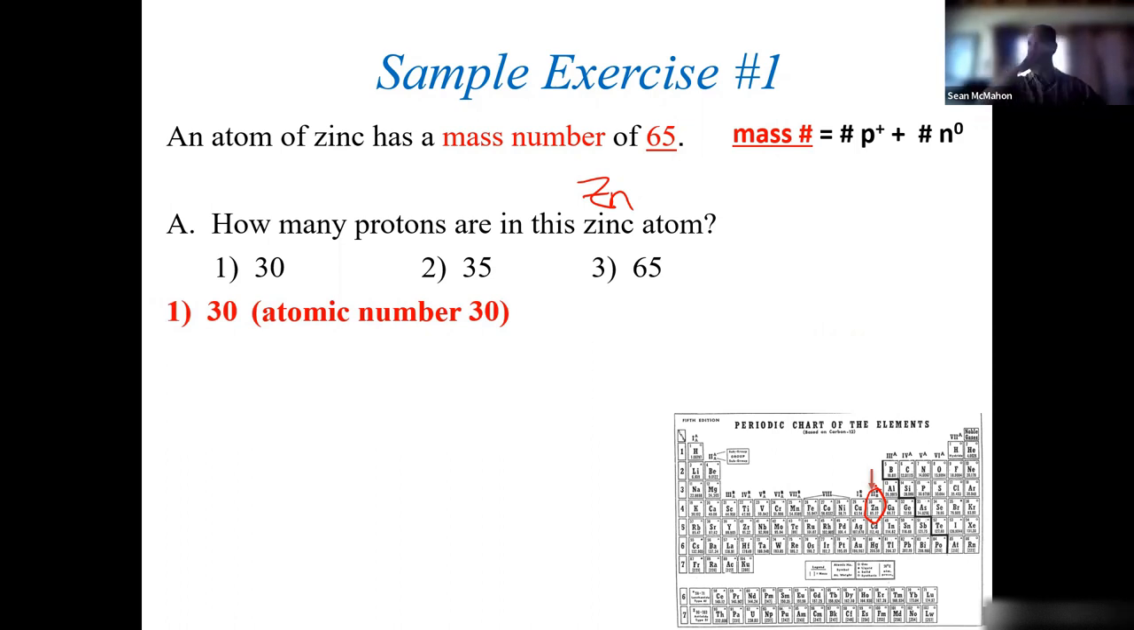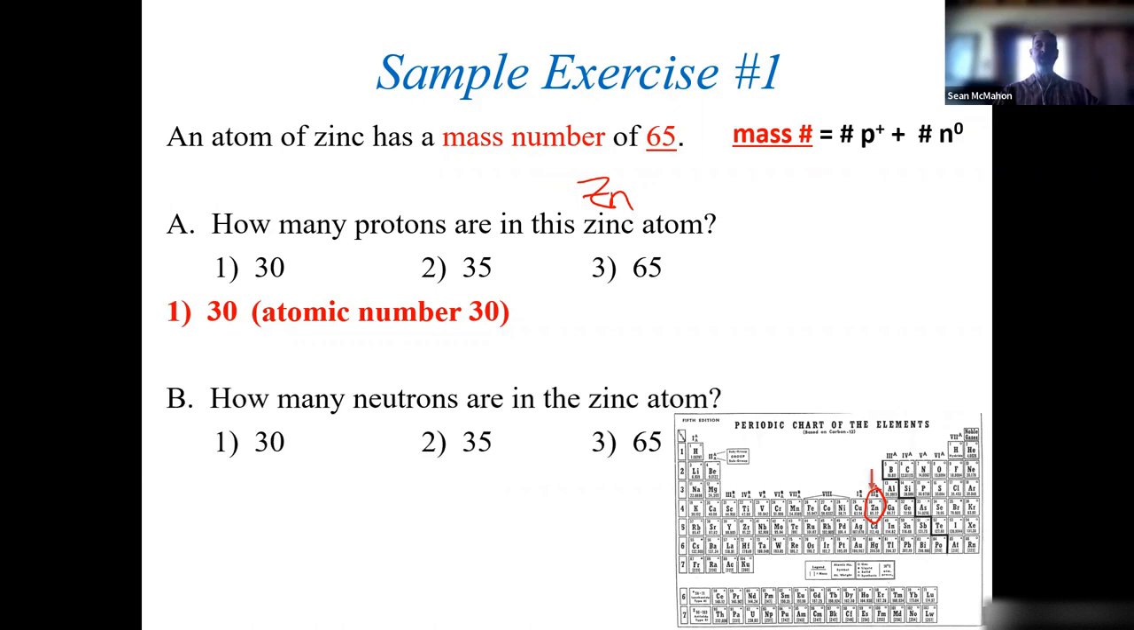It's the 30th element, right? That's how it's organized. It's the 30th element. Why? Its atomic number is 30. Why? It has 30 protons. So how many neutrons are in this zinc atom? Well, if the mass is 65, and that's protons plus neutrons, I'm just going to go 65 minus 30. Right? And what do I get? 35. There must be 35 neutrons. Okay.